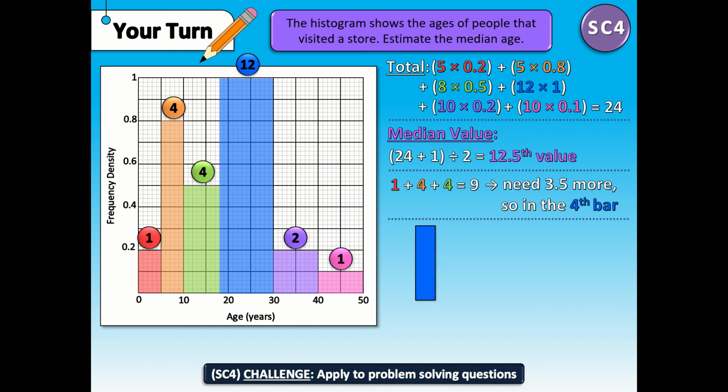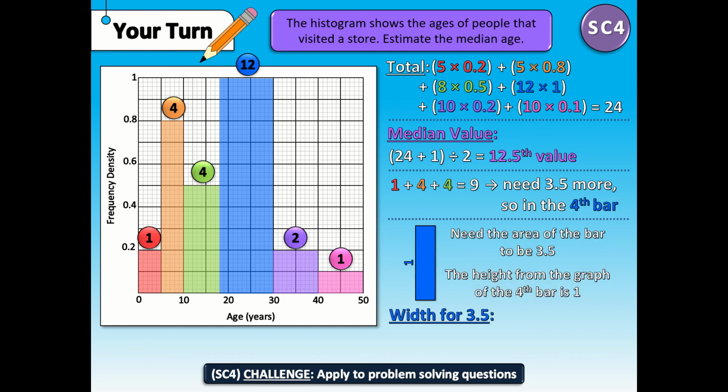So the 4th bar has a height of 1 and it needs to have an area of 3.5. So that means the width of the bar needs to be 3.5. So if it starts at 18, we add on 3.5. So the median is 21.5 years of age.